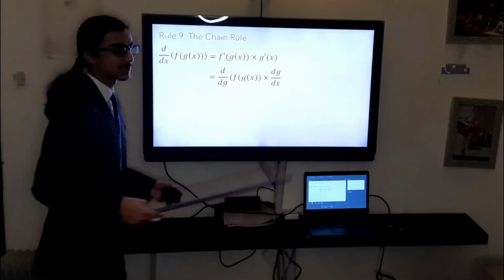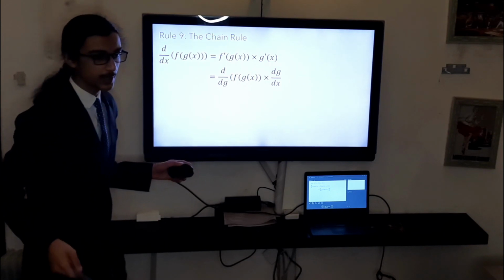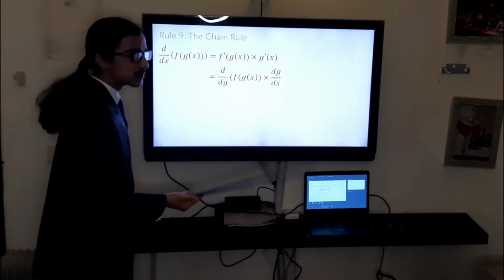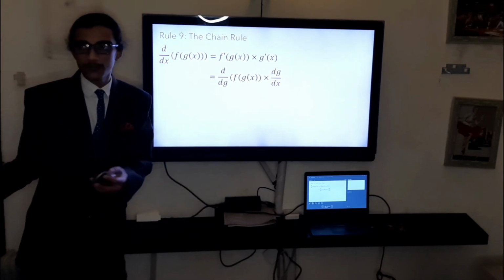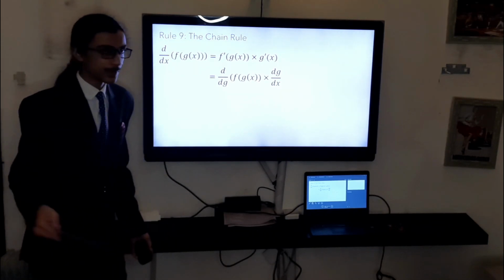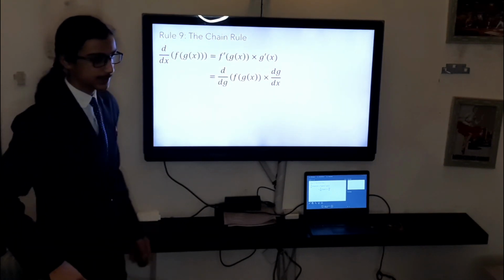Let's just call g of x some other variable, a. So g of x is equal to a, right? So now this just becomes d by da of f of a. So what is d by da of f of a? This is going to be f prime of a, just the derivative of f with respect to a. And if you remember, a was just g of x, so we get f prime of g of x, right?